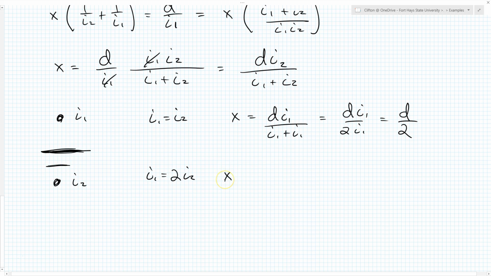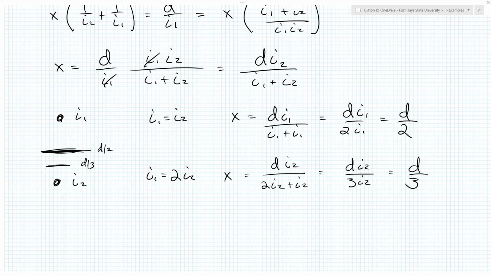So let's plug in I1 is equal to 2 times I2. We keep the I2 up here. I'm going to replace I1 with 2 times I2. And that's going to be d over 3. So this is d over 2. d over 3 would be down here. So that's exactly what we expect. So we can, at least, check to make sure that our result is consistent with what we know should be true, and it is. So that gives us some confidence that we've got the right answer.